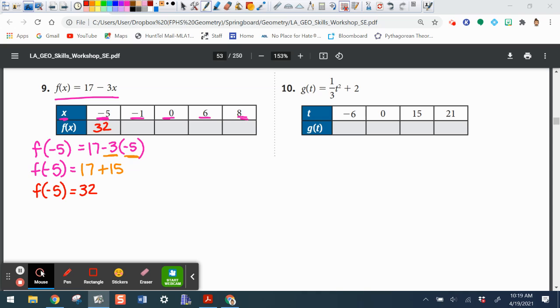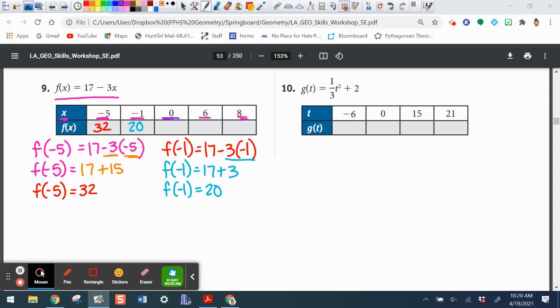We'll do this second input the same way. f of -1 is equal to 17 minus 3 times -1. And just following suit on what we did on the first function, f of -1, we're going to multiply these two terms first. -3 times -1 is +3. So it's 17 plus 3. So f of -1 will be none other than 20. Simple enough, right? Just using the same function with different input values.